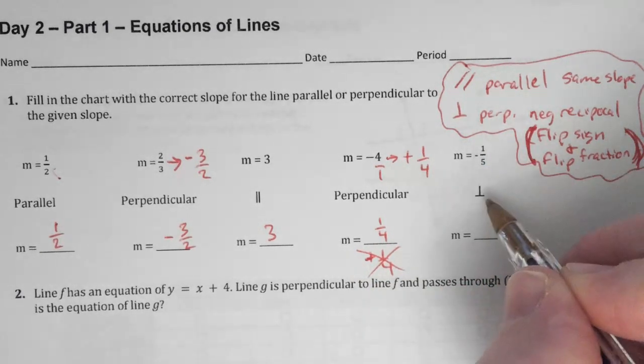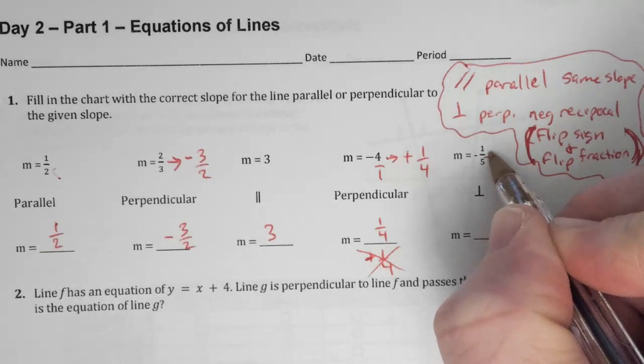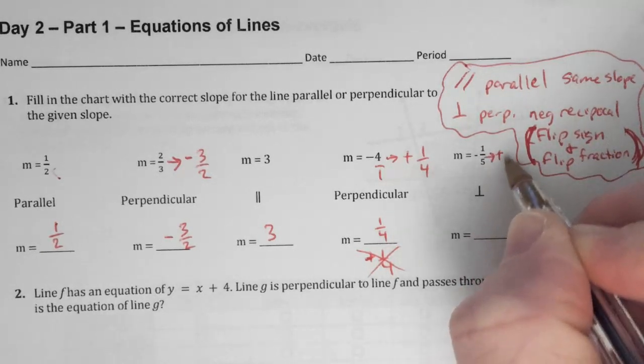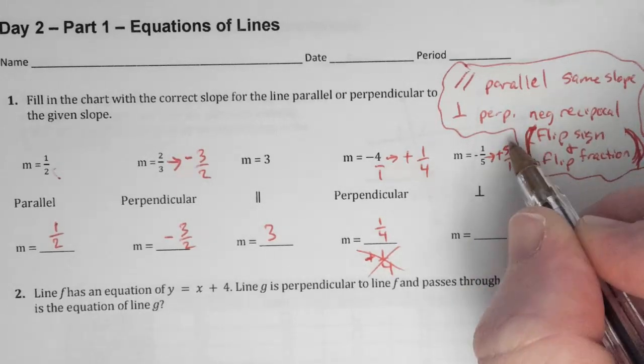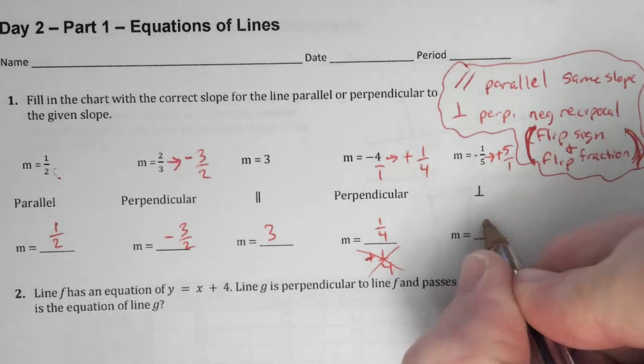Over here, this is perpendicular again, so you have to flip the sign, so that turns to a positive. Flip the fraction as well, that's 5 over 1. The positive is not doing anything, and the 5 over 1, that's just 5. So 5 is the best answer.